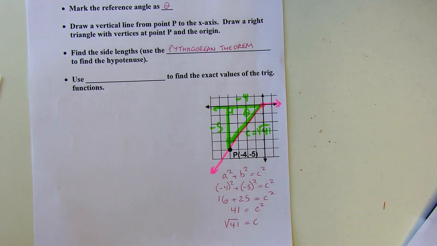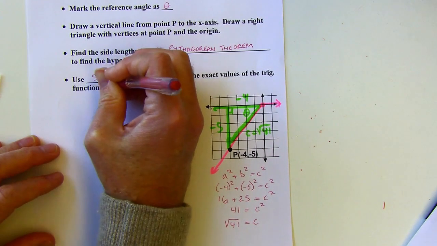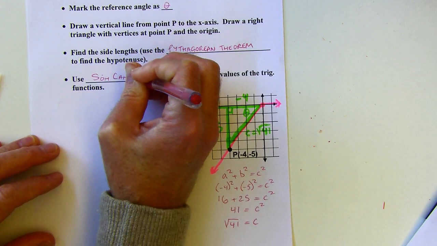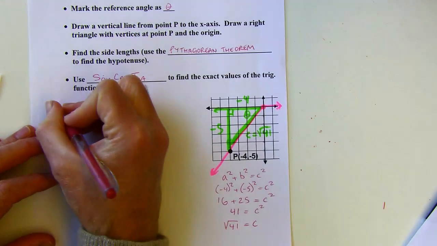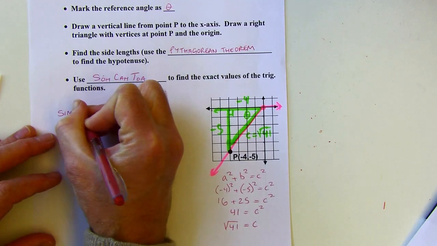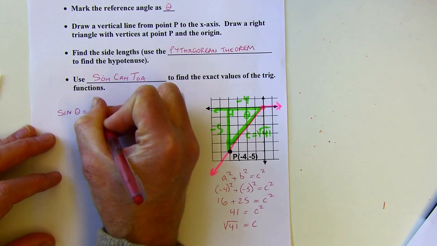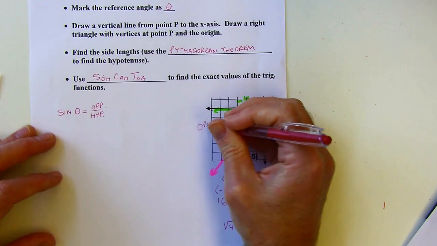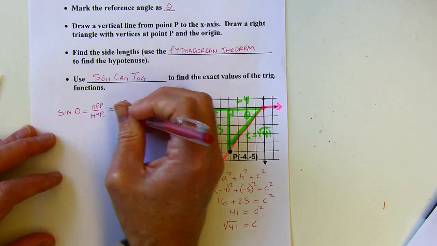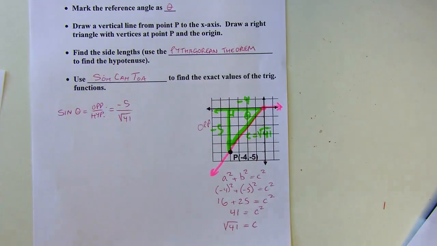Now I can use the coordinates to find, or I can use SOHCAHTOA, I can use the formulas to find sine, cosine, and tangent. Okay? So now when I'm looking for the sine of theta, well, that's opposite over hypotenuse. Looking at this triangle, opposite is going to be -5, and the hypotenuse is root 41. And I still need to put that in simple radical form.